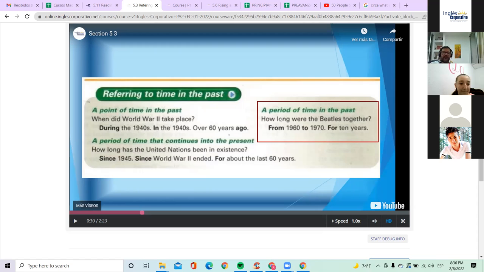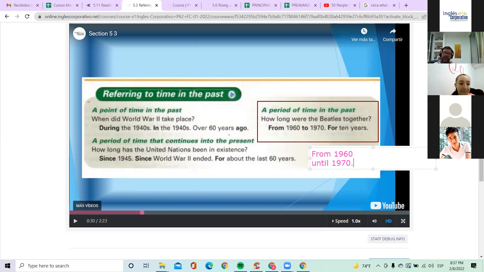right? How long have you been dating your boyfriend? For a year, right? How long have you had your pet? For 5 years. Or how long were your parents married, right? From 1999 to 2005, for example. You could also say, otra manera de decirlo, from 1960 until 1970. Hasta 1970, right? From 1960 to 1970, from 1960 until 1970.